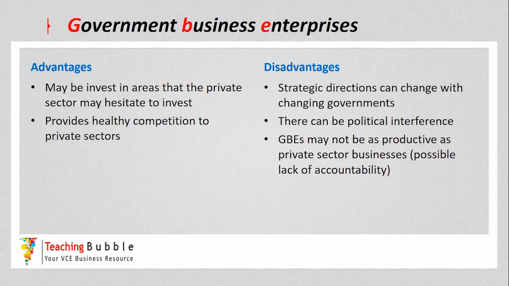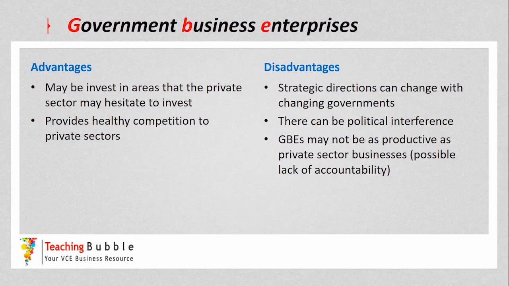They're not as relevant as they were in the first 2 videos, but it may be that the government business enterprise is able to invest in an area that the private sector, so private businesses like public listed companies and private limited companies, really hesitate to invest in because they don't see a real benefit or that they can make a serious profit. So maybe the government business enterprise will invest in that area, and therefore it really benefits the community. It can also provide healthy competition to private sector businesses, which can help. Competition is really good for consumers and for the community because it can help bring down prices and increase quality and those types of things.